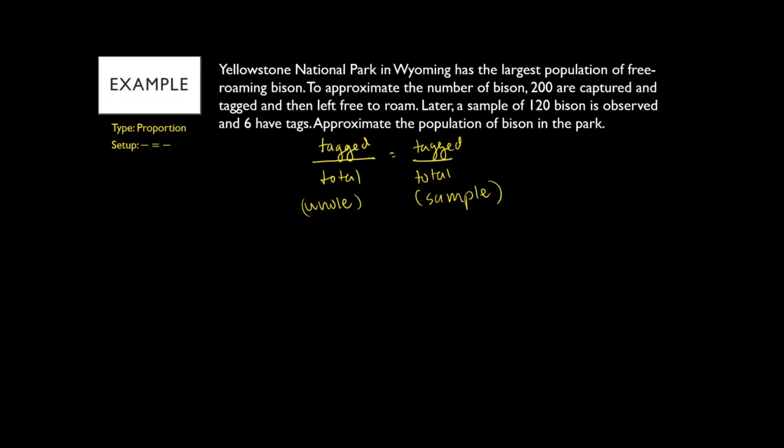So first off, we captured 200 and tagged all of those. So 200 out of the total population of animals are tagged. We don't know how many bison there are total, but we know we tagged 200 of them. Then we picked a sample. We captured 120 bison. So that's the total that we captured, and of those, 6 of them were tagged. So notice that I have the tagged going across from each other, and then the totals going across from each other. So you're lining up across the things that go together. So this is our setup.